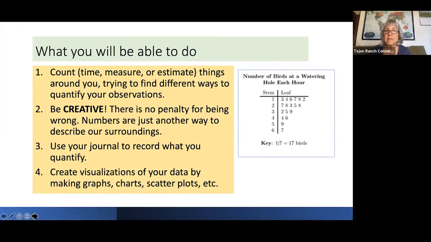What are you going to be able to do once you've done this entire lesson? You're going to count by timing, measuring, or estimating the things that are around you. You're going to find different ways to quantify your observations, and you're going to put those in your journal entries. You want to be creative. Go wild with this. There's no penalty for being wrong here. The penalty is not trying. But if you try different things and it turns out that that doesn't work, then you've learned something, and that's what this is all about.